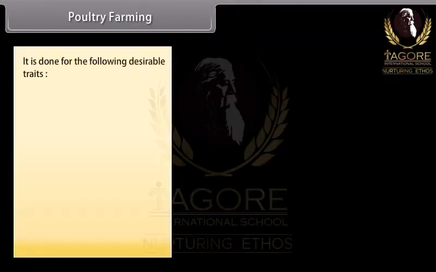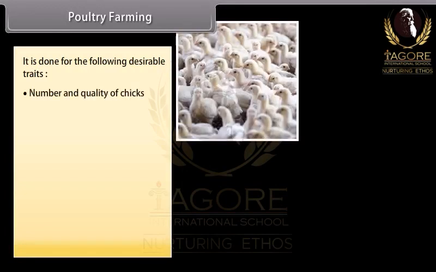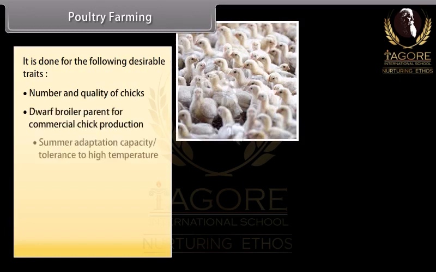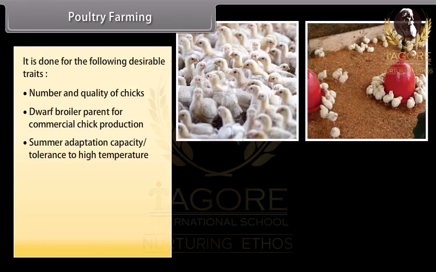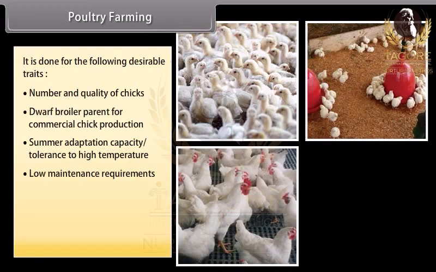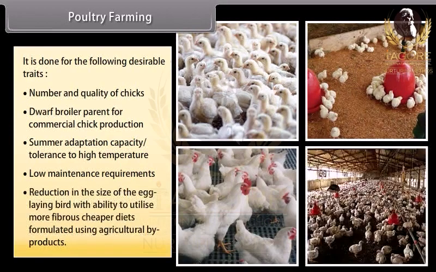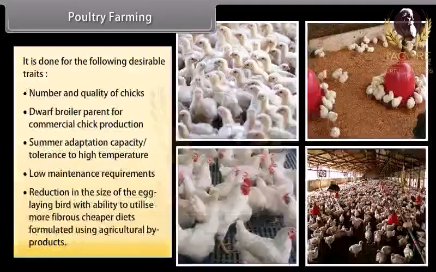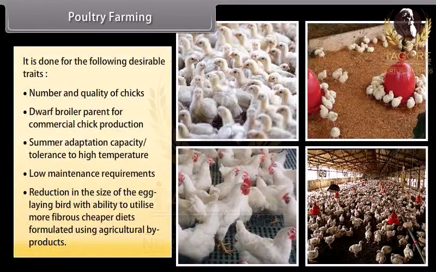It is done for the following desirable traits. Number and quality of chicks. Dwarf broiler parent for commercial chick production. Summer adaptation capacity, tolerance to high temperature. Low maintenance requirements: reduction in the size of the egg-laying bird with ability to utilize more fibrous, cheaper diets formulated using agricultural byproducts.